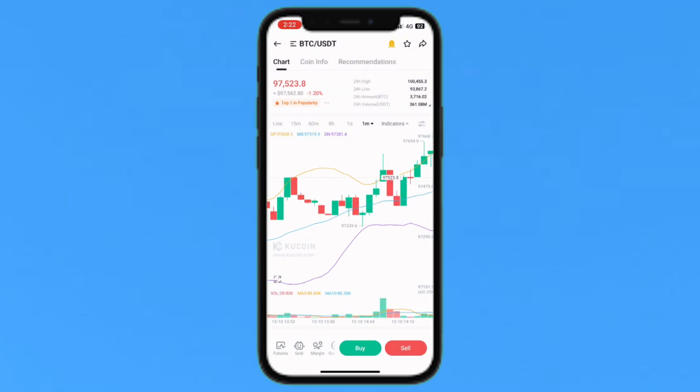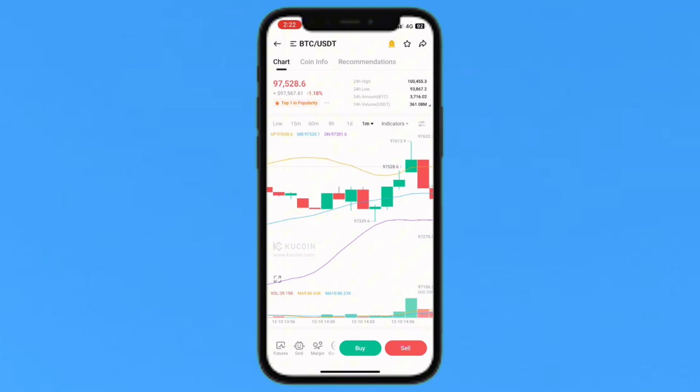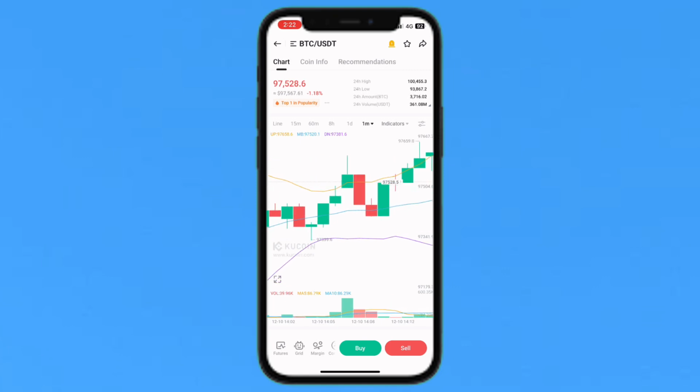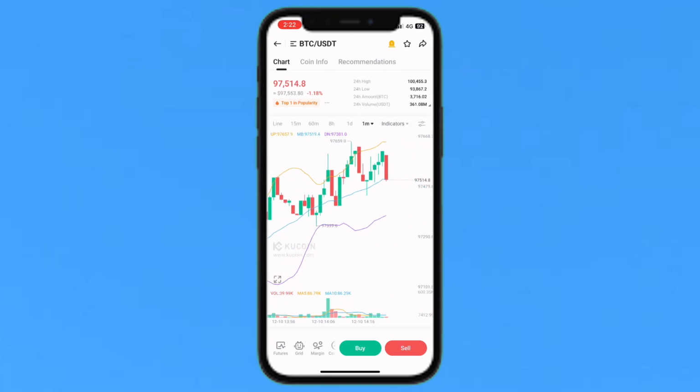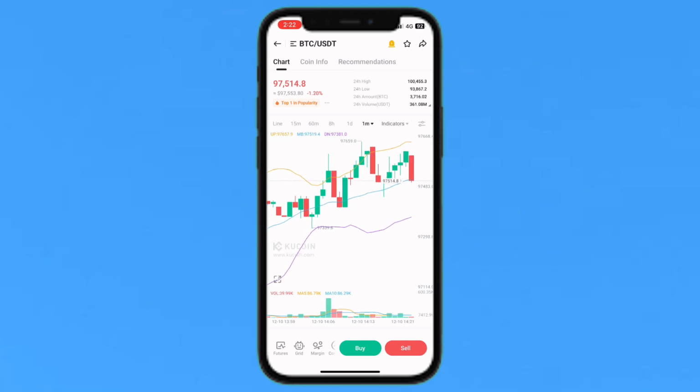So here, with your fingertips, you can zoom it, so it will zoom in. You can check the graph of the charts. So this is how to use charts on KuCoin trading.